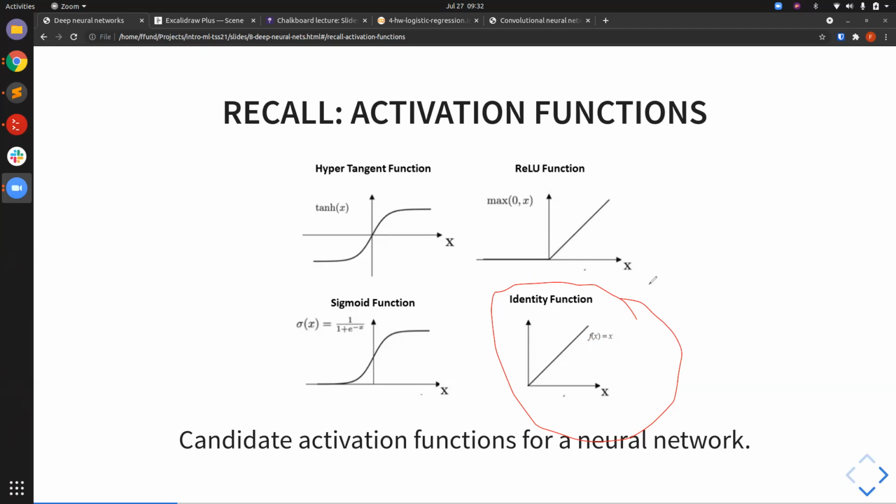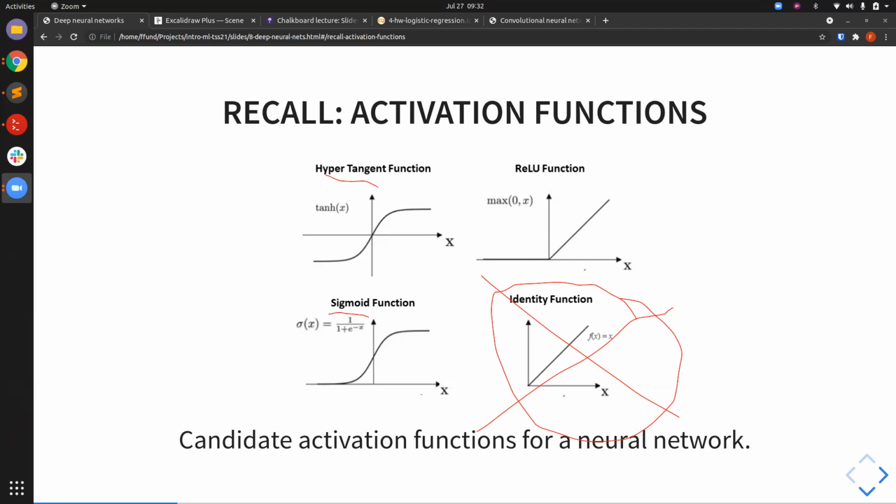Okay. If we combine many weighted sums of this identity function, the output is still just going to be a weighted sum of the inputs directly. It won't learn any nonlinear representation of features. So we can use this at an output unit if we're doing a regression, but we're not going to use the identity function as an activation function at hidden units. Okay. Let's look at the hyperbolic tangent and sigmoid functions next.